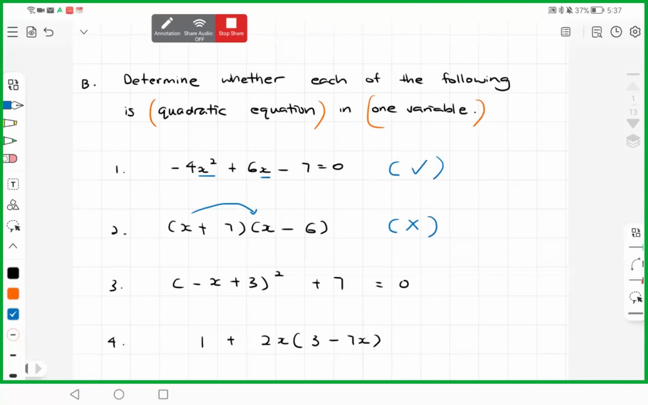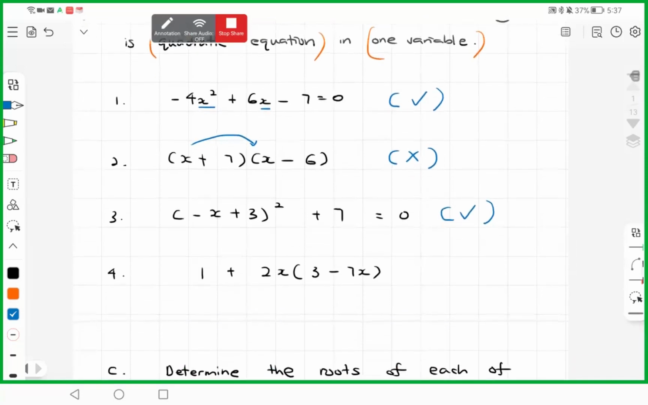Number 3, yes, right, because it has equal to 0. So if we multiply, we still get x squared. Number 4, again, is not.